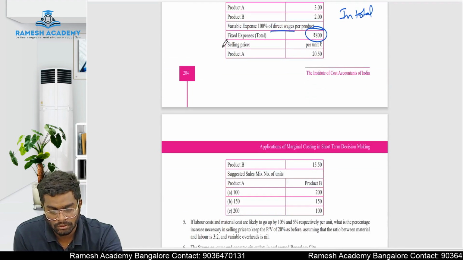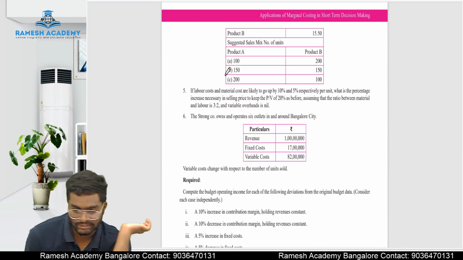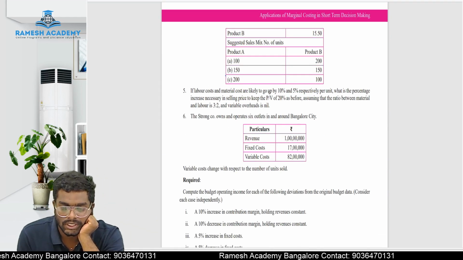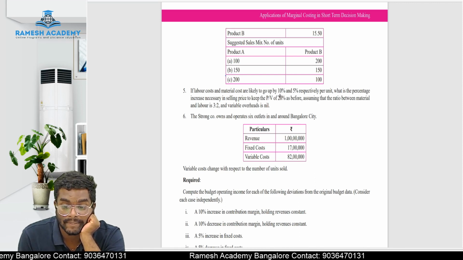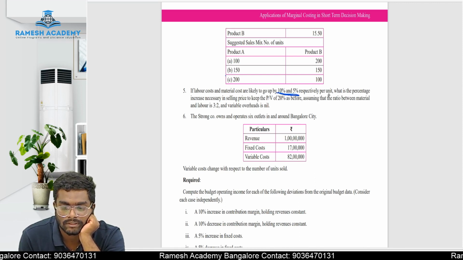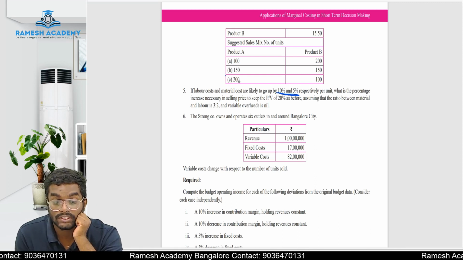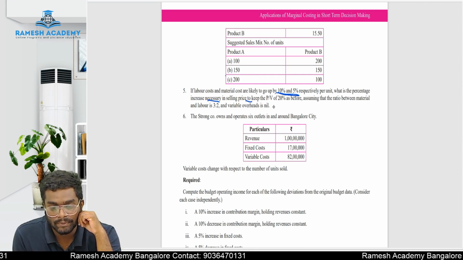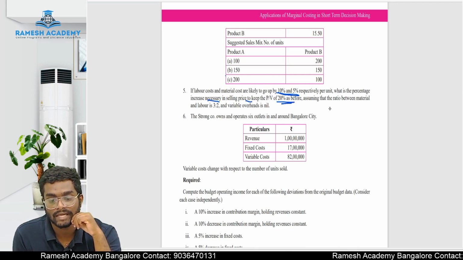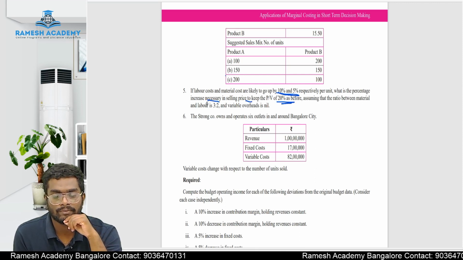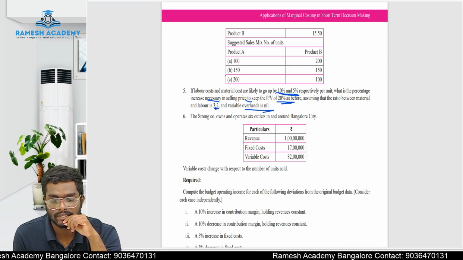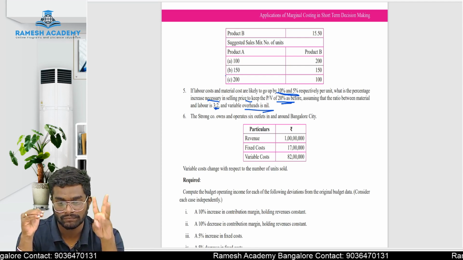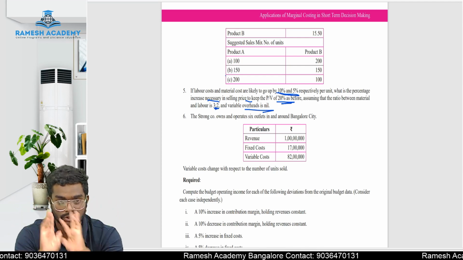Now we'll go to question number 5. A very interesting question. If labor cost and material cost are likely to go up by 10 and 5% respectively per unit, what is the percentage increase necessary in the selling price to keep the PV ratio 20% as before, assuming that the ratio between material and labor is 3:2, variable overhead is nil. So they are telling that now we have material and labor in the combination of 3:2 and the PV ratio is 20%.